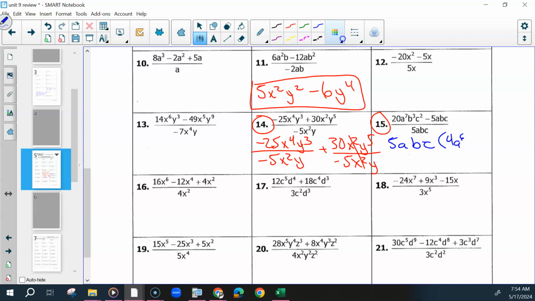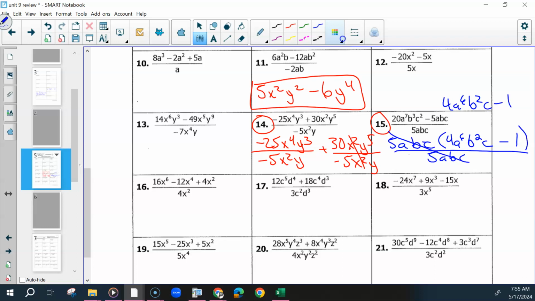A to the 6. B squared, C, minus 1. All over that 5ABC that was already there. And then you would cancel those, just leaving whatever's left. Or A to the 6, B squared, C minus 1. So you can do it either way. By using the factoring method or by separating.